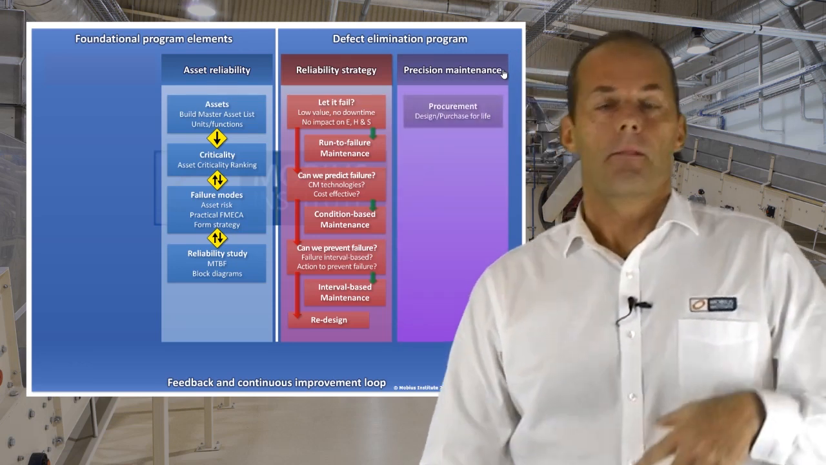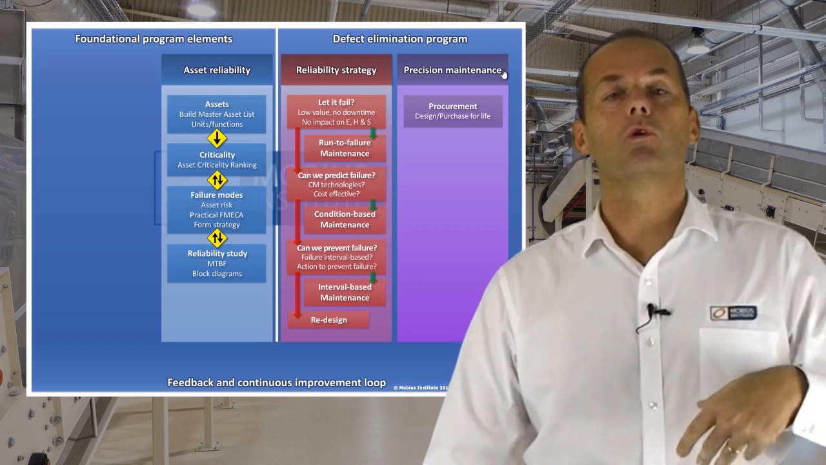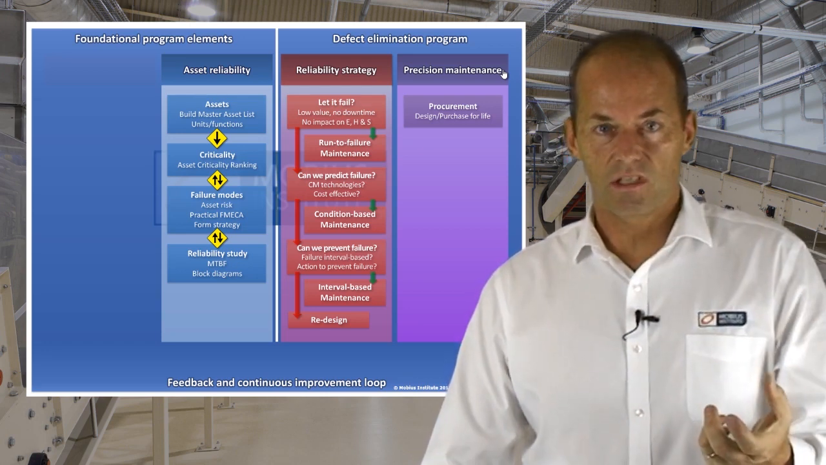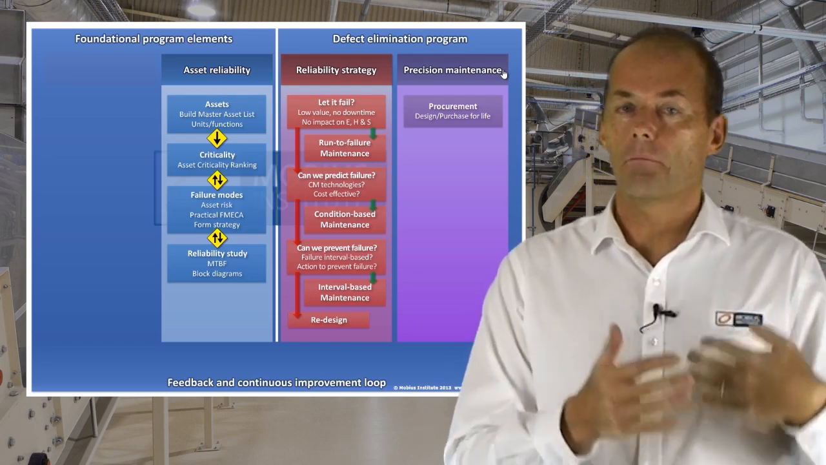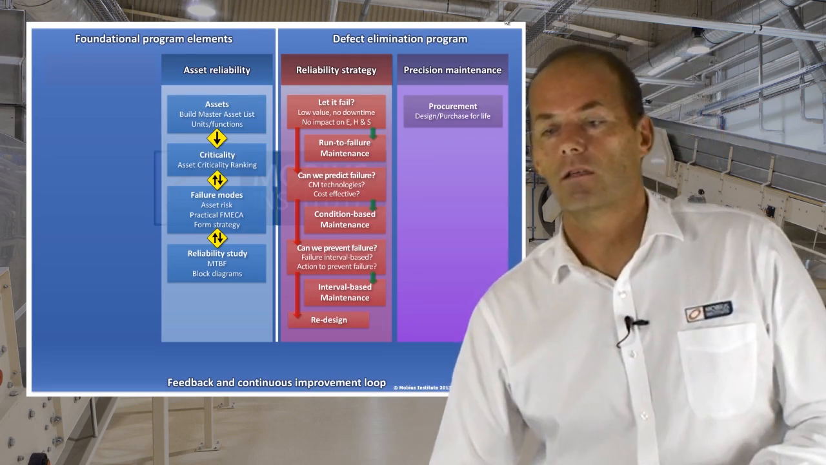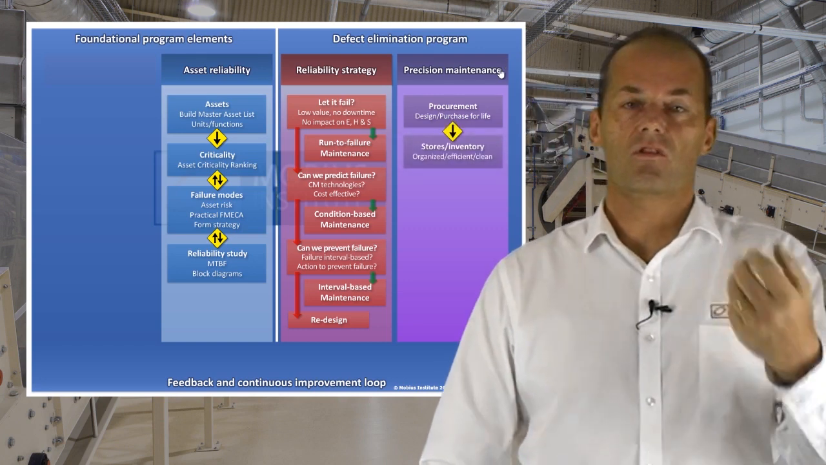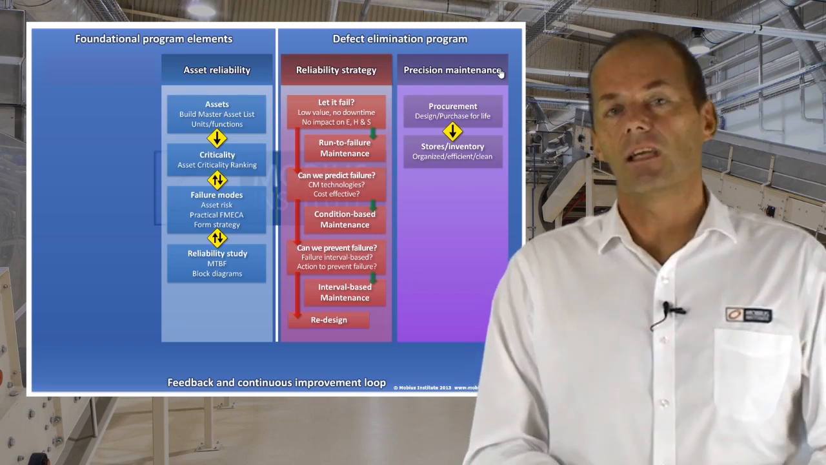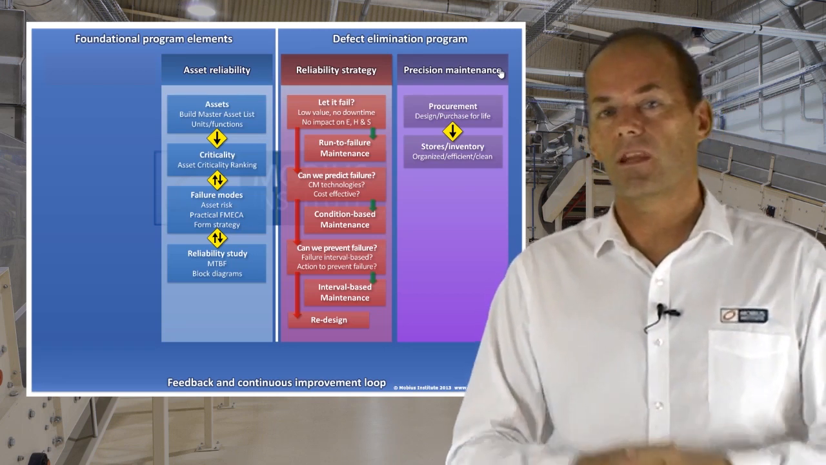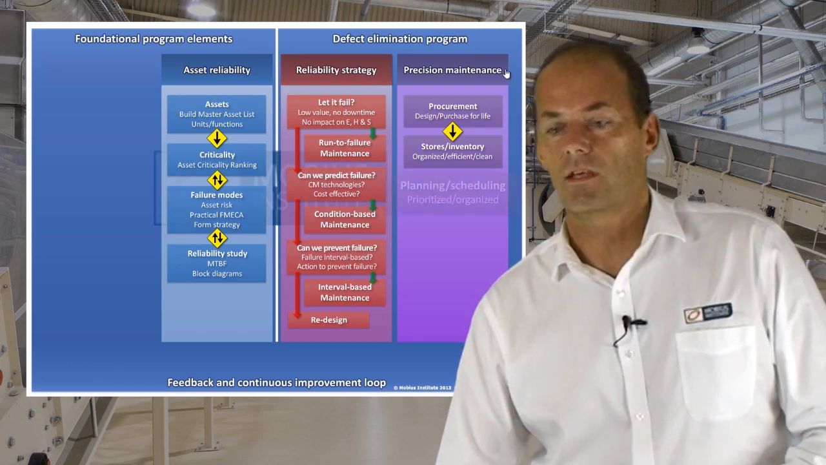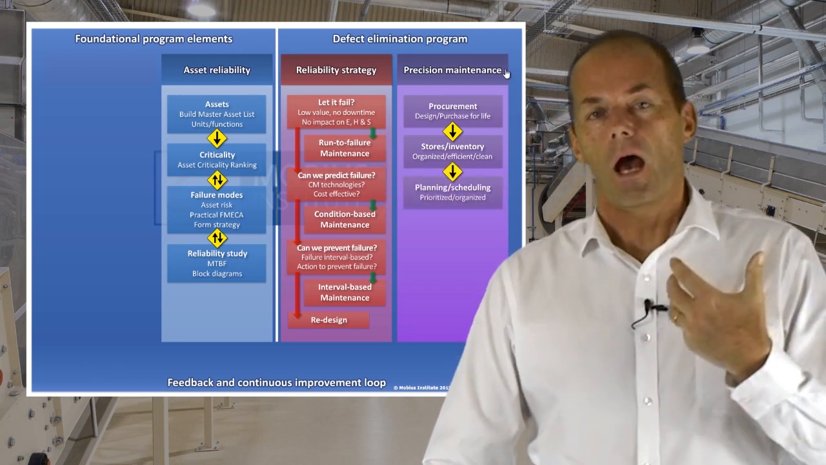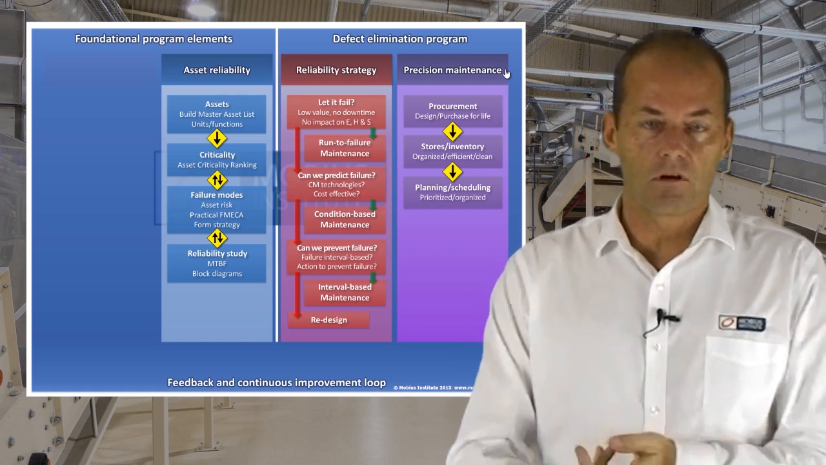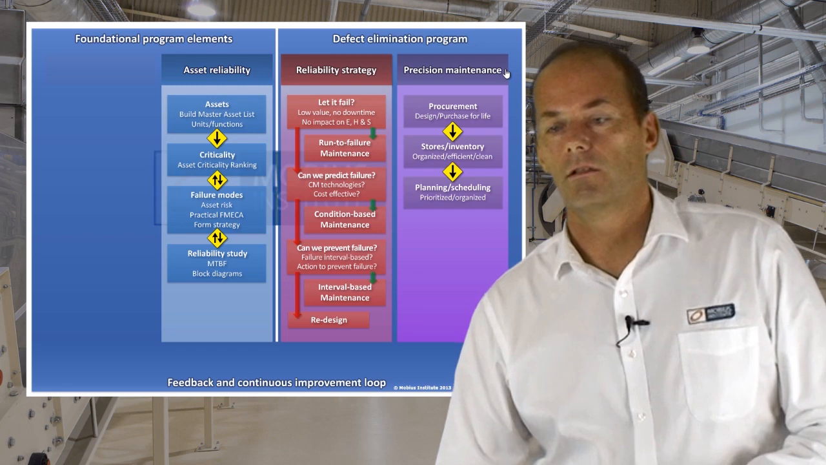And we can look at the procurement process and make sure that we are designing and purchasing with life cycle costs in mind, not short-term lowest cost options. We need to look at the stores and inventory process and make sure we've got the right spares in inventory, that it's being stored properly, and that we can access it quickly. We need to have a good planning and scheduling process in place so that the right people are doing the right jobs with the right tools, etc.